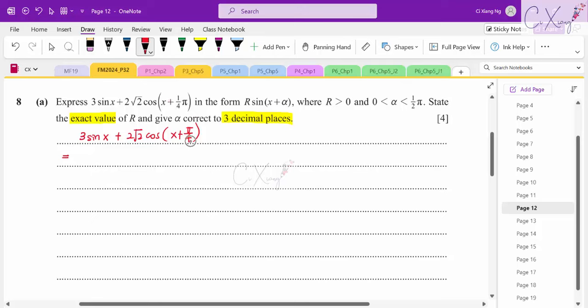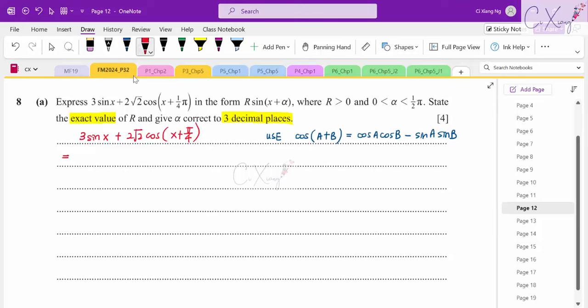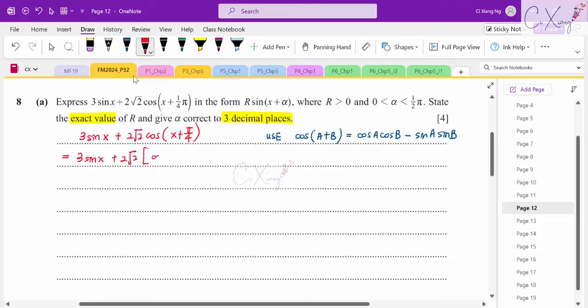Okay, this is a compound angle. To expand it, you can use the compound angle formula. I will write it out here. For the compound angle formula of cos of A plus B, you can get it from the formula booklet. I'm just lazy to go and check, so I will write it out directly. For cos of A plus B, it should be cos A cos B, then minus sine A sine B. In this question, our x is the A, our pi over 4 is the B. Therefore, if you expand it, you will have something like this: cos A cos B, minus sine A sine B.